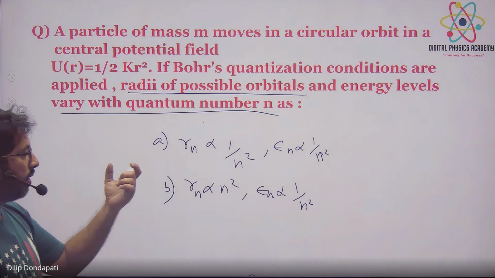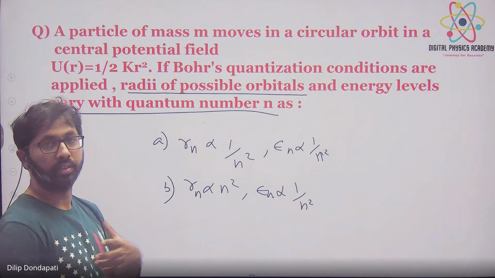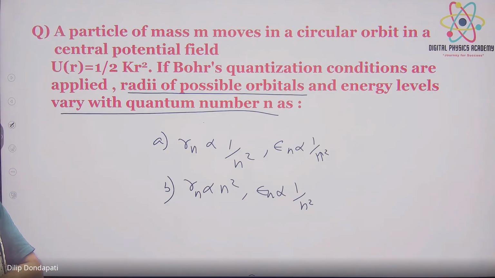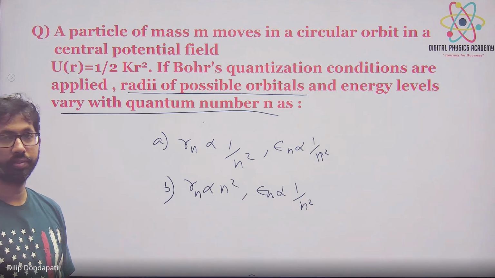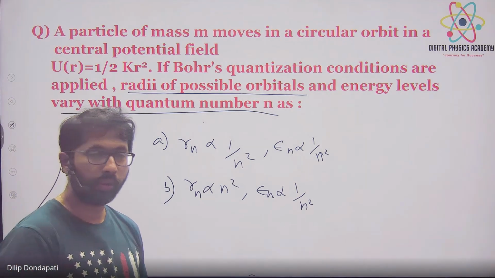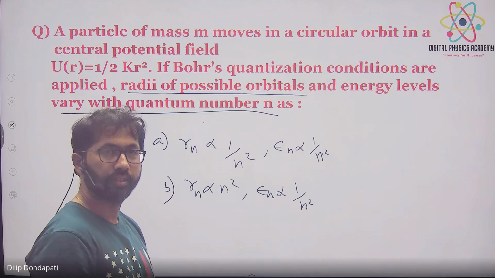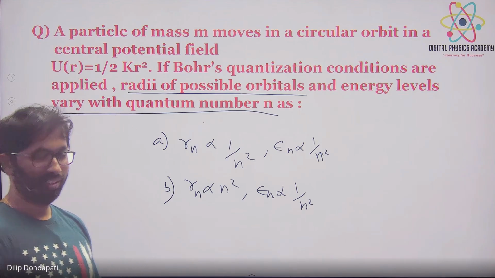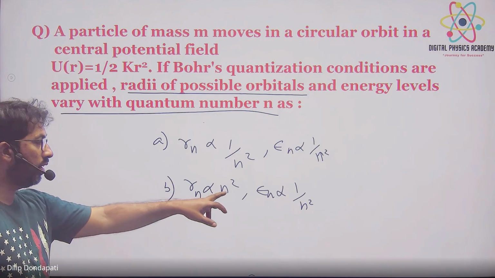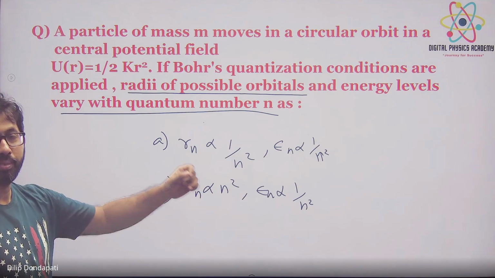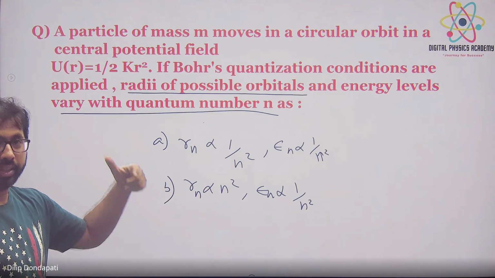As the shell number increases, the radius will increase. So it will be a direct relation. What is the formula for the radius of the n shell? 0.529 into n square by Z. So radius is proportional to n square, and the total energy formula is minus 13.6 into Z square by n square, an inverse relation.